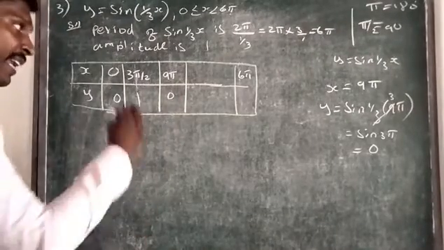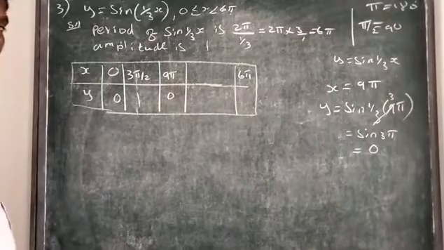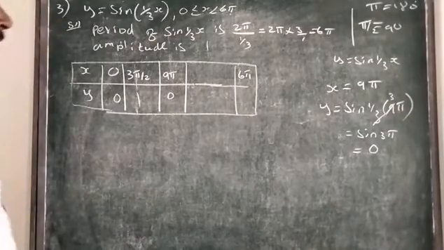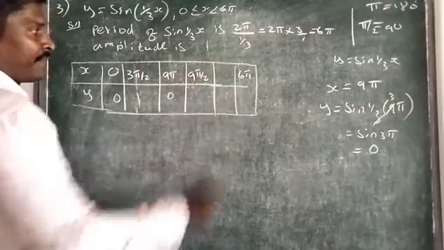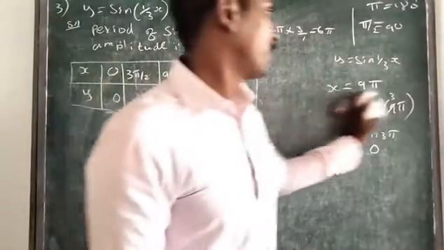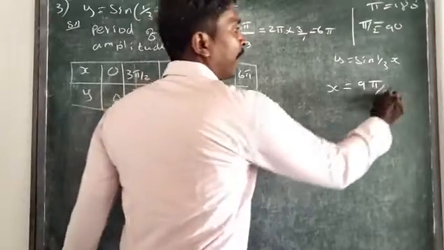Next you want to find where we again get the lower level. So I am going to substitute maybe 9 pi by 2 instead of x. Substitute 9 pi by 2. So for 9 pi by 2, what is the y value?